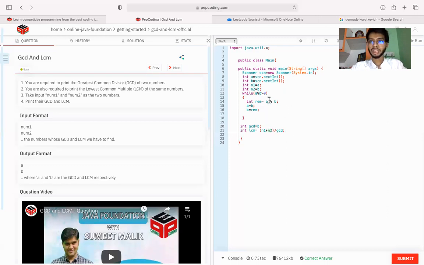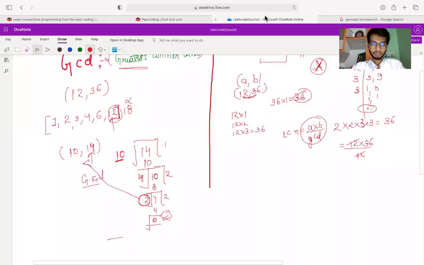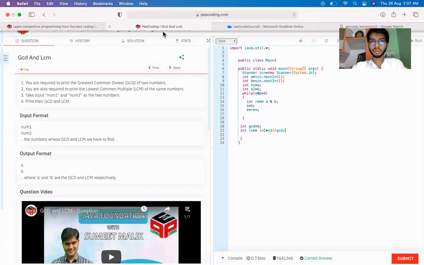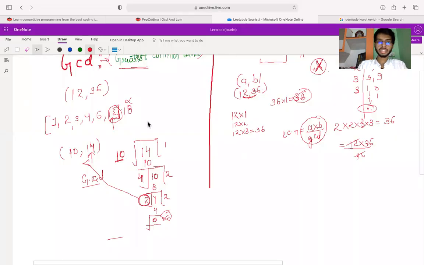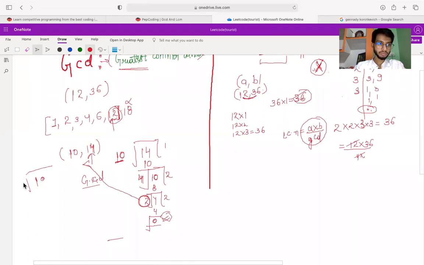Okay, and yes, one more question will come to your mind. Here we are dividing our larger number with the smaller number, but I didn't write any condition which will take care of the situation where I need the larger number to be my dividend and the smaller number to be my divisor. So you can see this step carefully. For example, if I make 10 as my dividend, and if I make 14 as my divisor, what is going to happen?